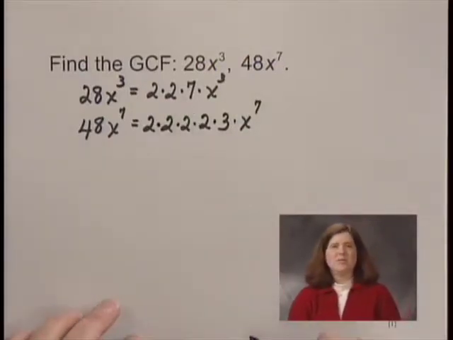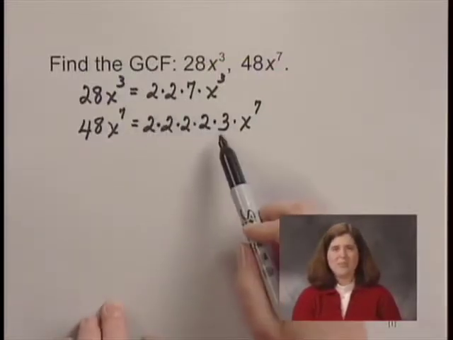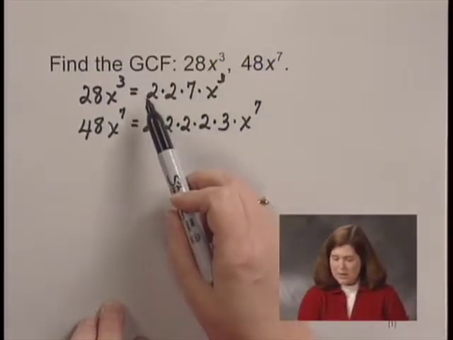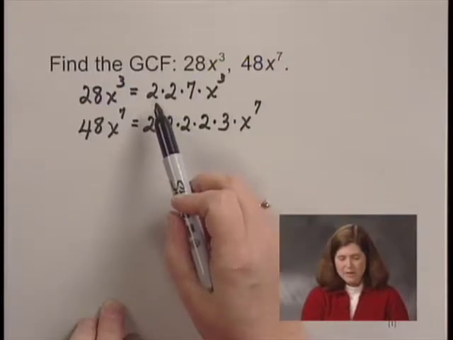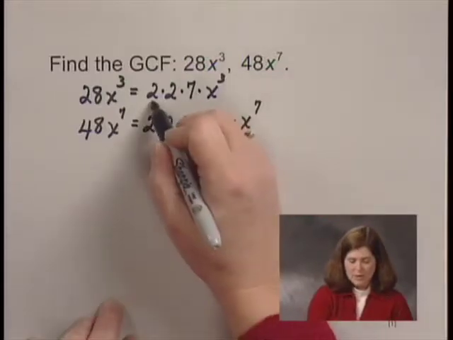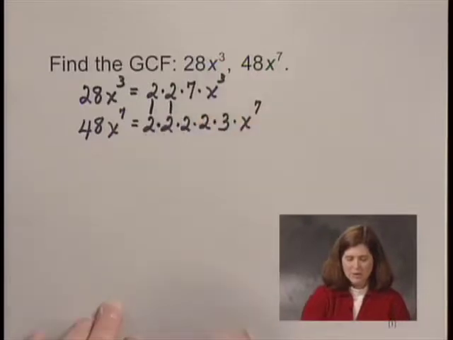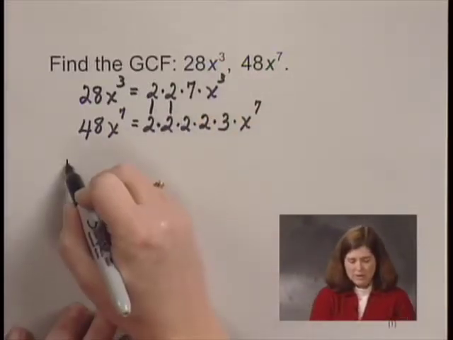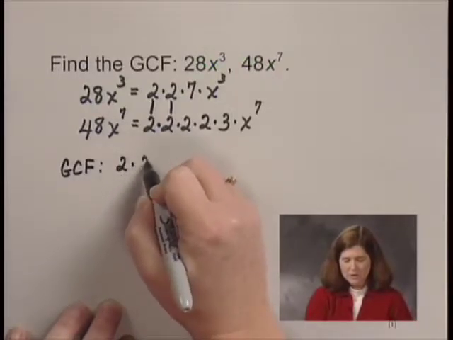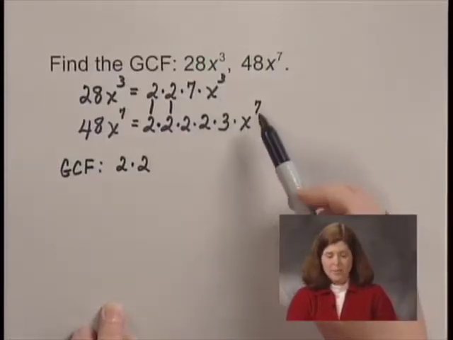Now, once these are written in this form, we can find the greatest common factor by looking separately at the 28 and 48 part and then at the variable part. Looking at the coefficients, we see that 28 and 48 both have 2 factors of 2. This pair of 2 is in common, and this pair is in common. So the greatest common factor is going to have 2 factors of 2. Nothing else is in common, so we can look at the variable part.